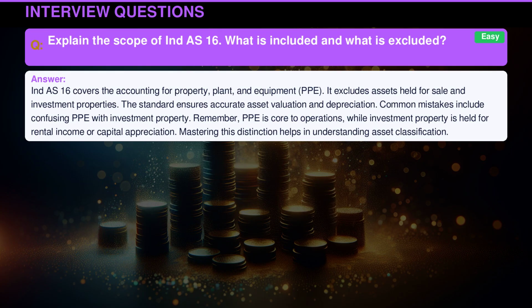Common mistakes include confusing PPE with investment property. Remember, PPE is core to operations, while investment property is held for rental income or capital appreciation. Mastering this distinction helps in understanding asset classification.